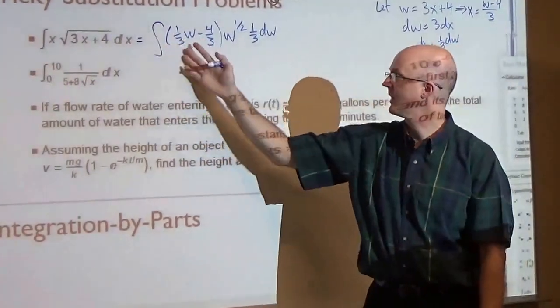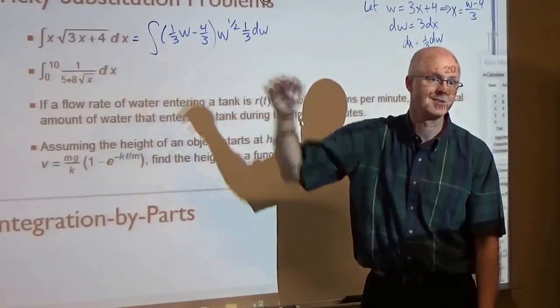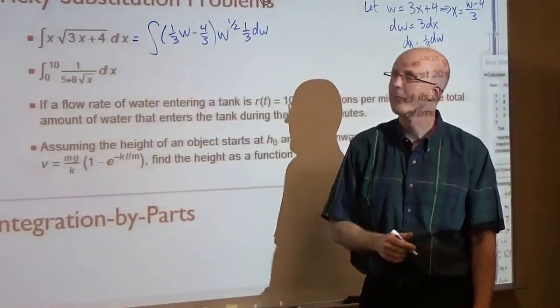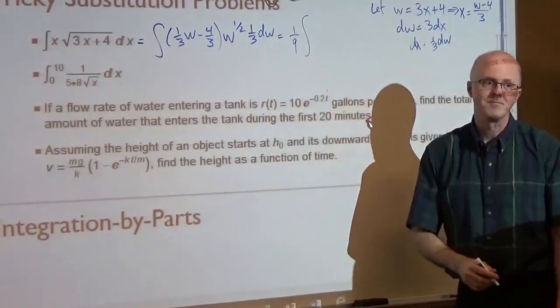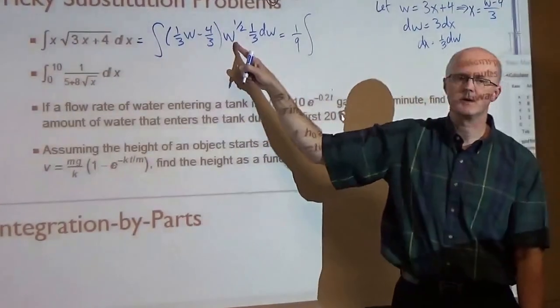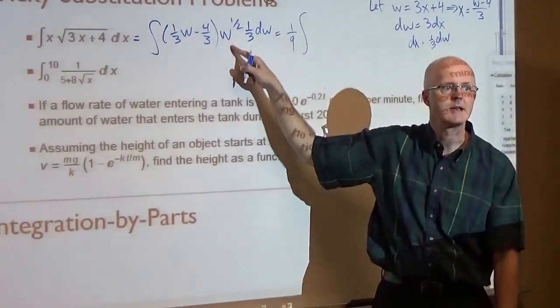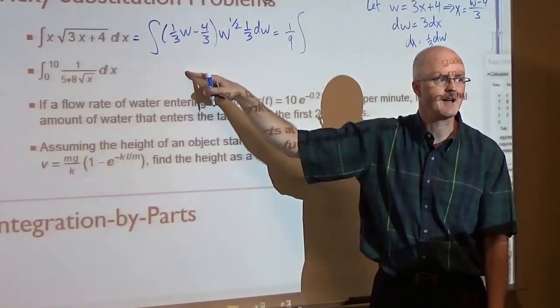1/3 should be brought up in front. In fact, you can factor 1/3 out of that as well and have a 1/9 in front. Maybe I'll do that. What can I do with this w to the 1/2? Here's a hint. Watch my hand. Distribute? Distribute it through, yeah.